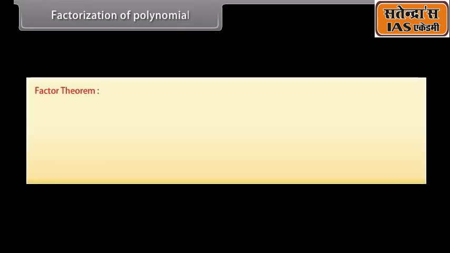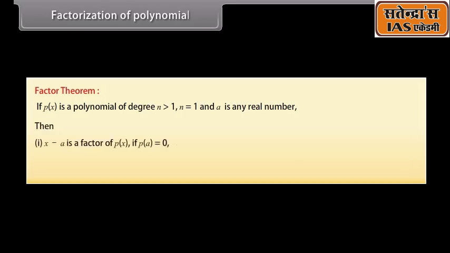Factorization of polynomial. Factor theorem. If p(x) is a polynomial of degree n greater than or equal to 1, and a is any real number, then 1, x − a is a factor of p(x) if p(a) = 0, and 2, p(a) = 0 if x − a is a factor of p(x).